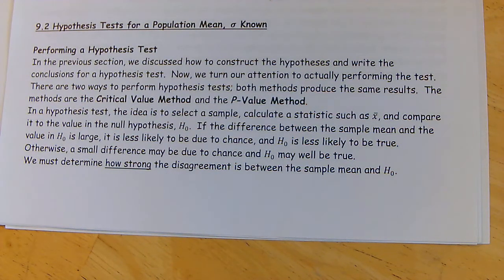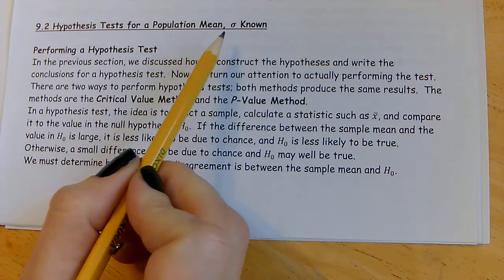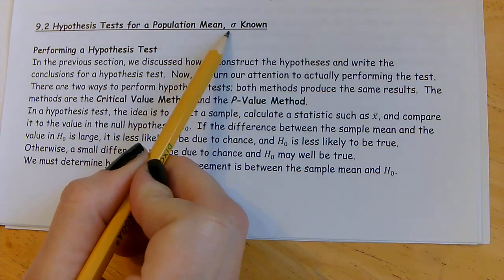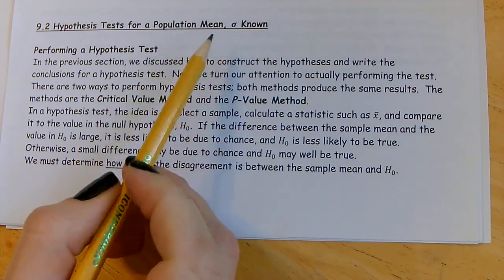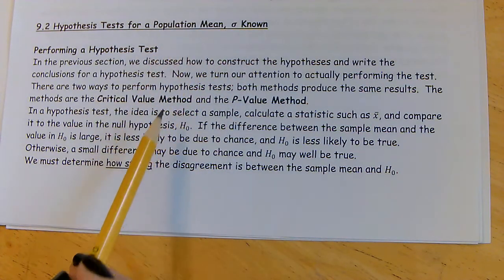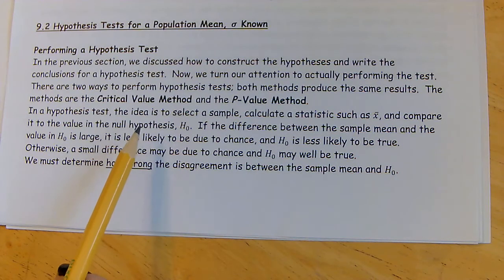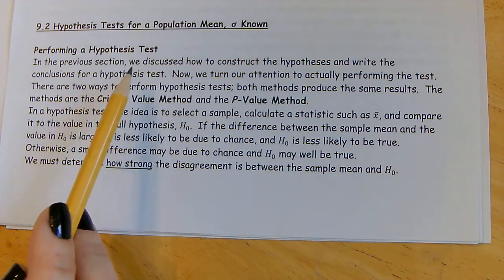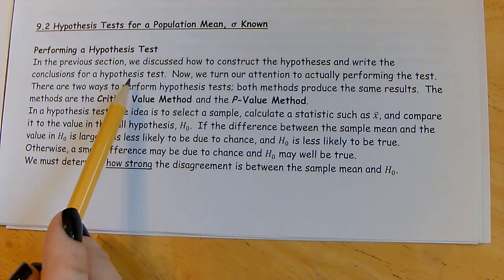All right, 9.2, we're going to be performing hypothesis tests for a population mean. And we do know the population standard deviation. So the population mean is going to be the null hypothesis. We're going to set up our test, whether we think it's less than, greater than, or different.